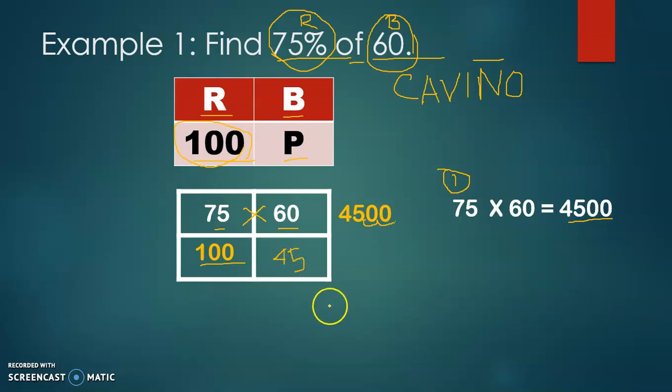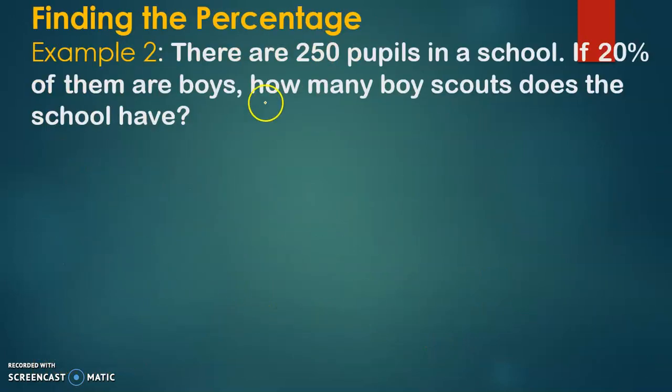Now, isa pang maganda dito ay checking. Pwede mong i-check kung tama ang sagot mo. Paano? I-multiply mo rin tong dalawa sa baba, yung magkatapat. So, 100 times 45, that is also 4,500. Okay? Kung equal ang product nitong nasa taas at itong nasa baba, ibig sabihin, sigurado ka na tama ang iyong sagot.